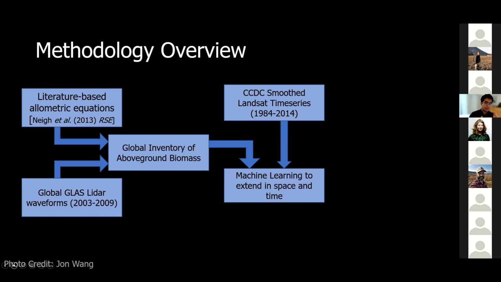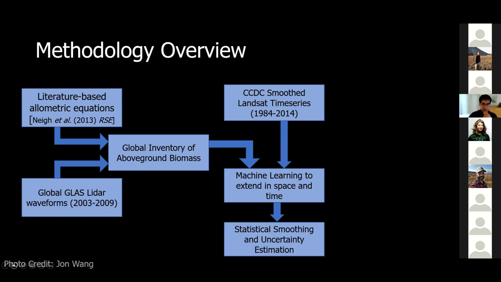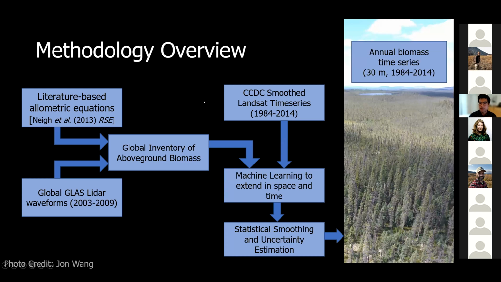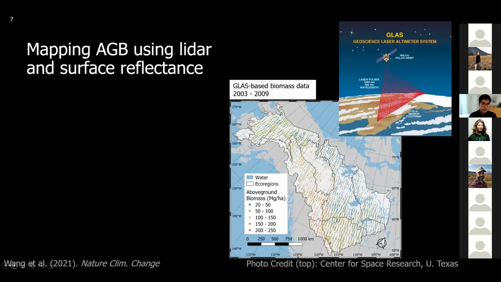And so we combine this biomass data set with these Landsat observations to create time series maps with machine learning of above ground biomass. There's a little bit of statistics that we throw out there at the end to improve our estimates just a little bit. We won't worry about that too much. But the end result is that we have this annual above ground biomass time series at 30-meter resolution for about 31 years, 1984 through 2014.